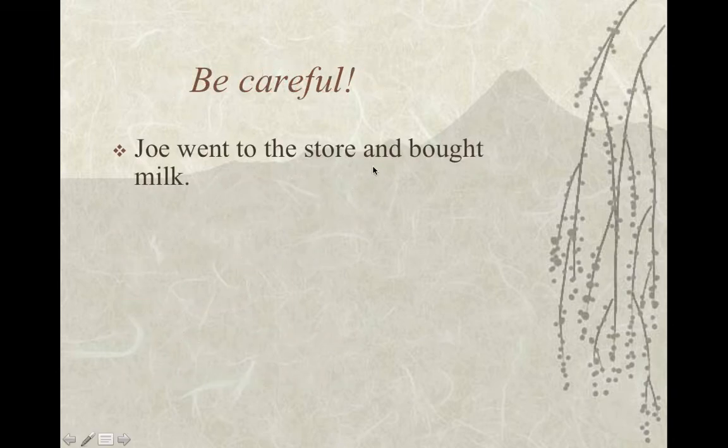Now be careful. Don't just go putting commas in sentences. "Joe went to the store and bought milk." No comma. Why? This is a simple sentence, right? Joe did 2 things. He went and bought. "He went to the store, he bought milk." This is not combining 2 sentences. "Joe went to the store and bought milk." That's not two sentences, right? If we said, "and he bought milk," now we need a comma, because that's 2 sentences.